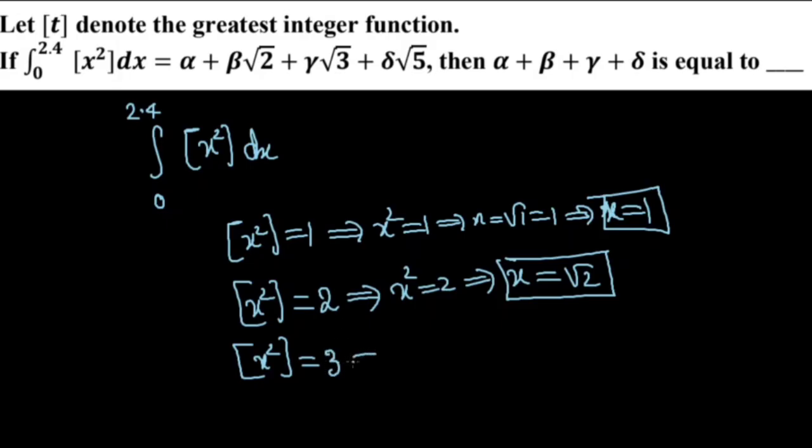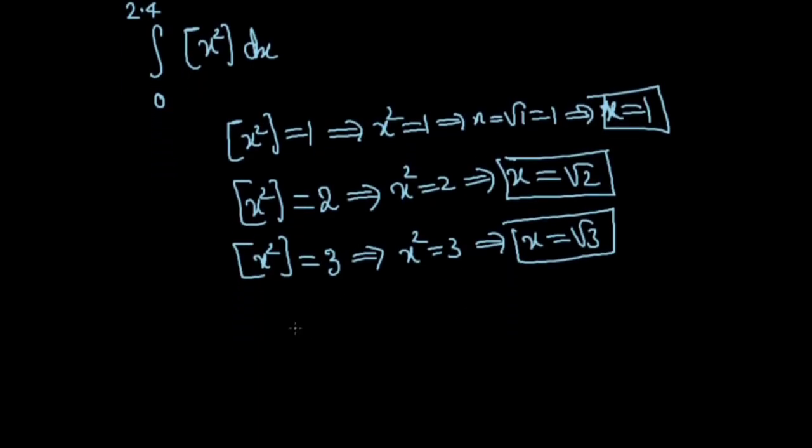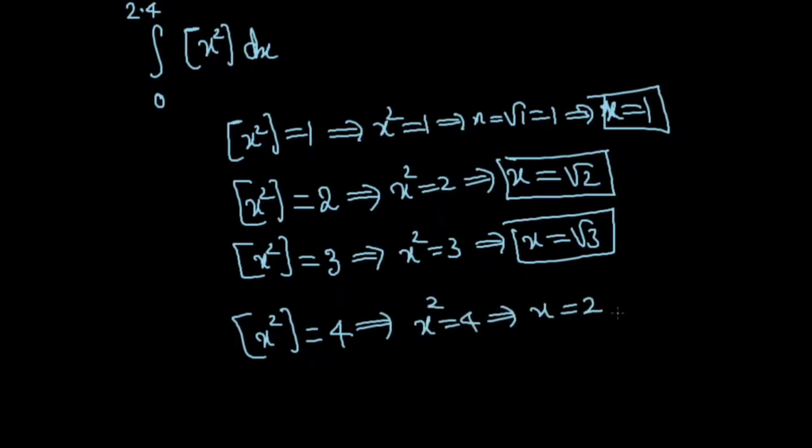Output, let us say 3. Then x square is equal to 3, x is equal to root 3, right? At input x equals root 3, I am getting output 3. That means the function is breaking at (root 3, 3). Next, x square is equal to 4. Then at what value of x do we get 4? x square is equal to 4, x is equal to 2. At x equals 2, output is 4.